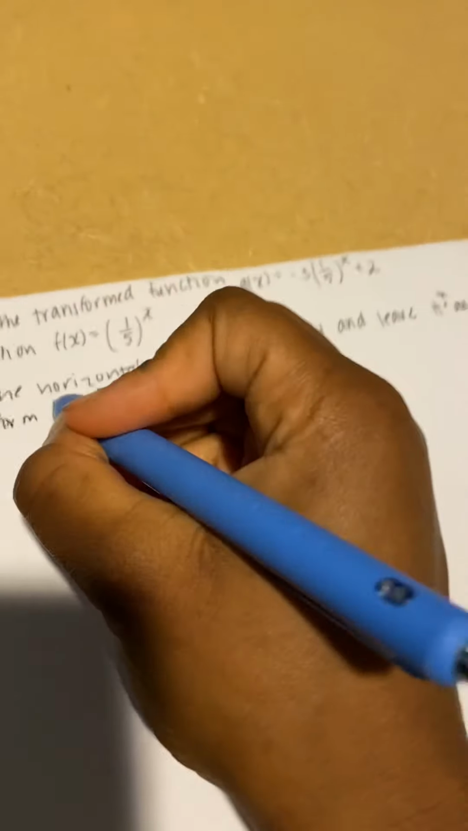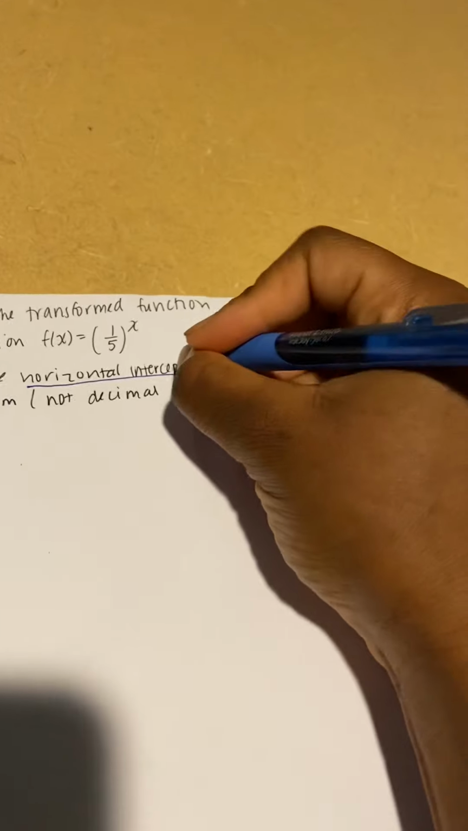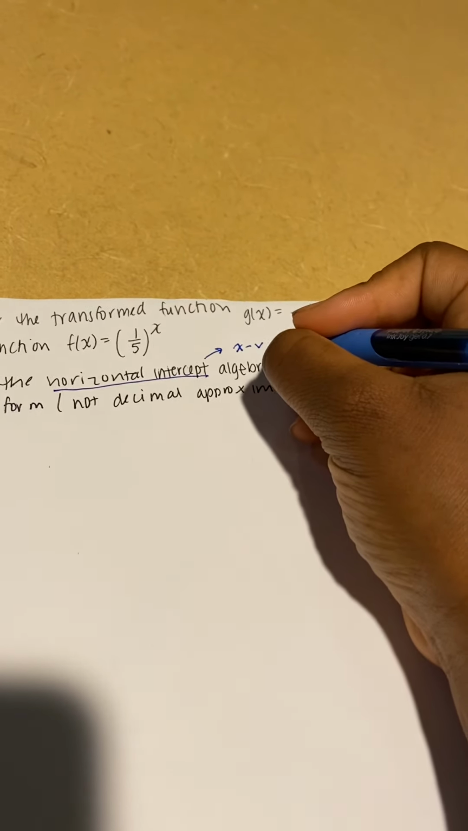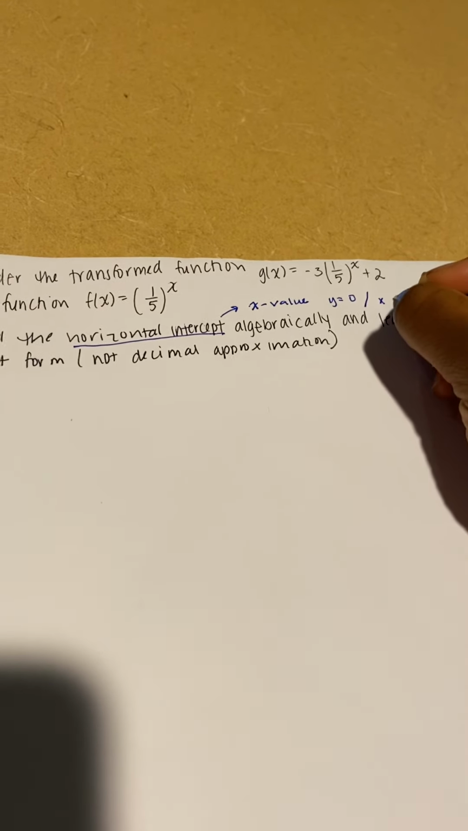So then it says, find the horizontal intercept algebraically and leave it in an exact form. So the horizontal intercept is the same as, hold on, let me write it down. The horizontal intercept is the same as finding your x value, your x-intercept. It's the x value when your y equals 0, or your x-intercept.